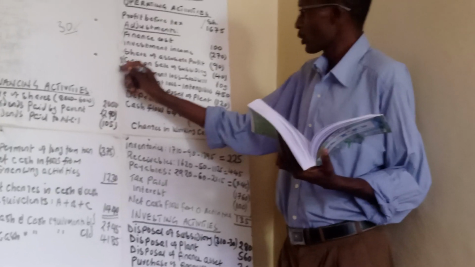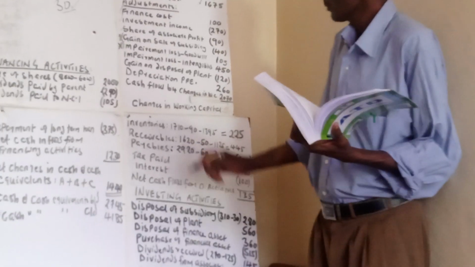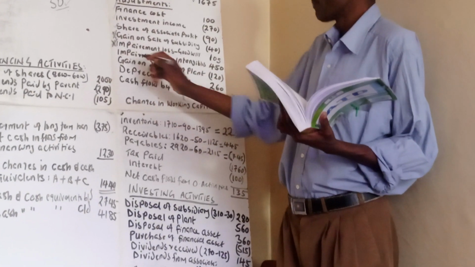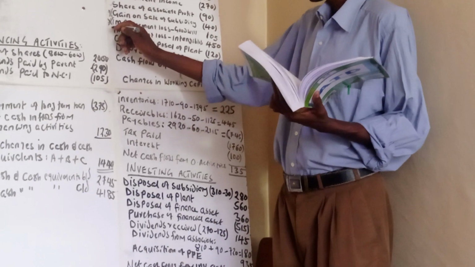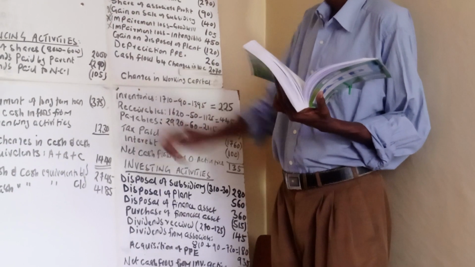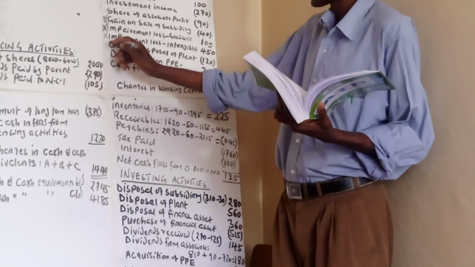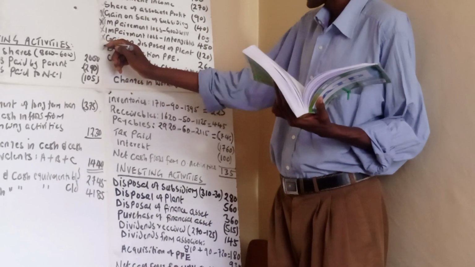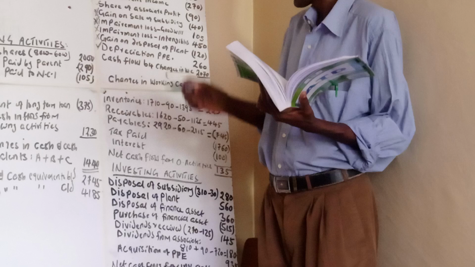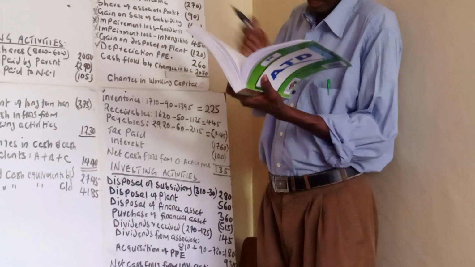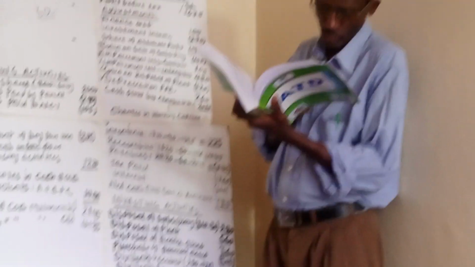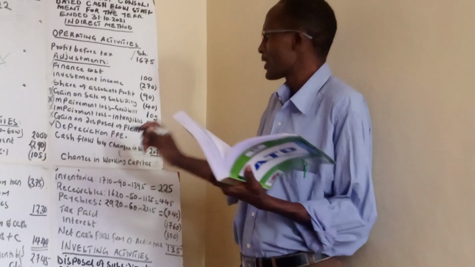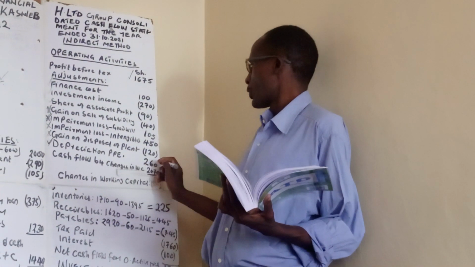Now this is calculation. I'll show you this calculation. Where there are calculations, I'll show you that. There are other calculations which are straightforward, like this one. Gain on disposal, I'll show you that. Depreciation has been given at 260, additional information number 4. So the depreciation for the year for PPE was 260.